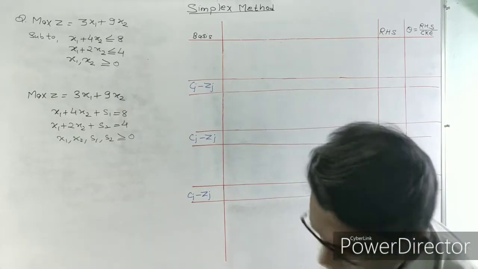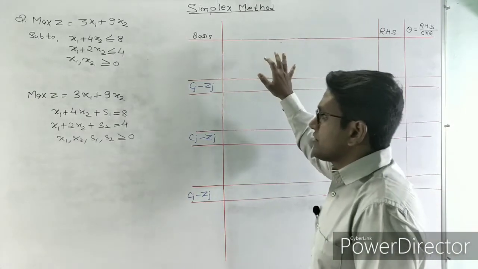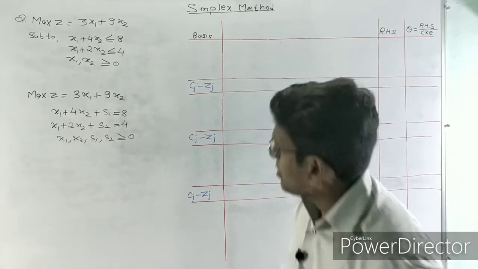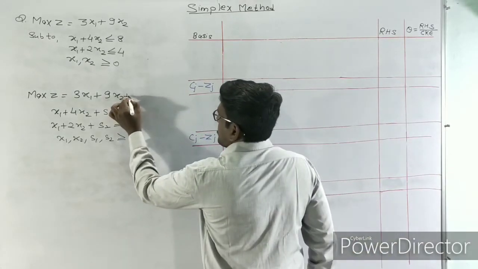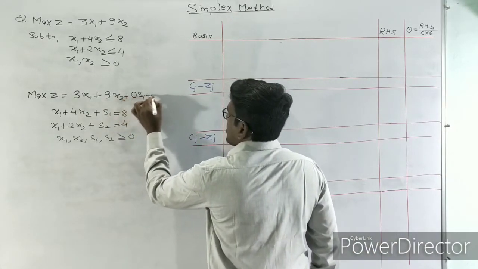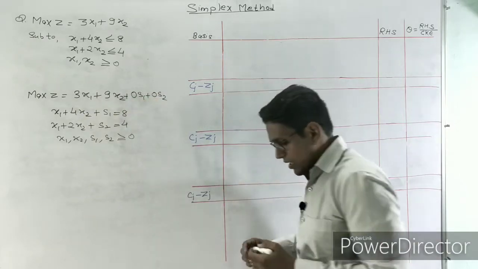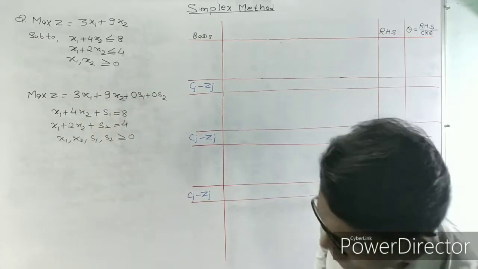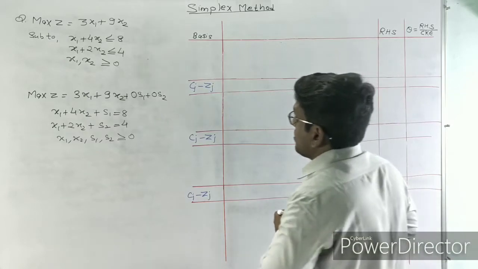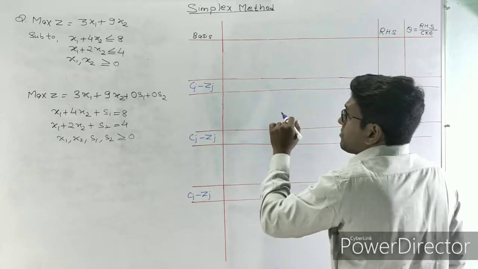Now let us quickly make our first matrix. This will be plus 0 s1 plus 0 s2, as it has 0 contribution to the objective function. Now let us make the first initial basic feasible solution.